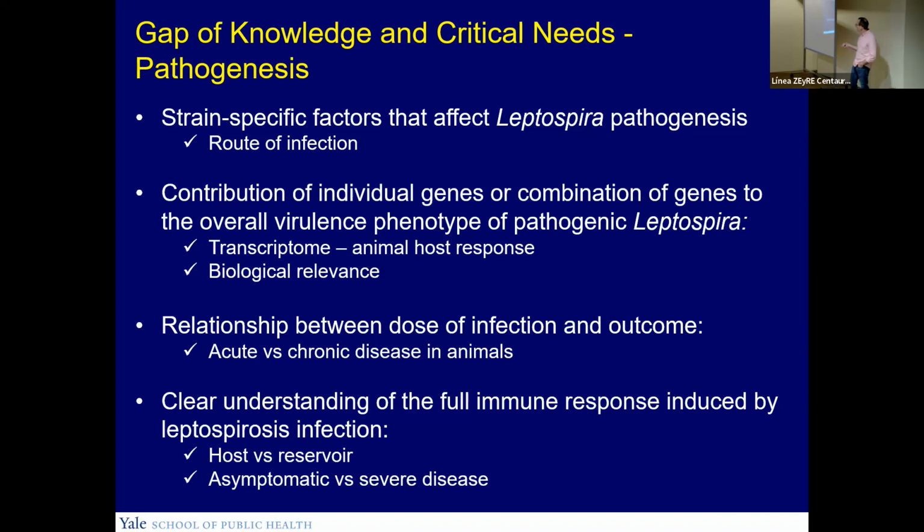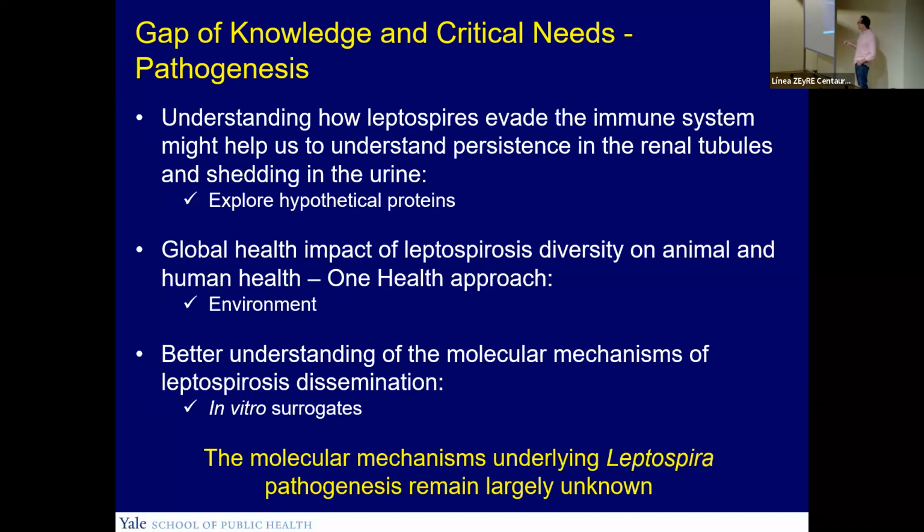We also lack a clear understanding of the full immune response induced by leptospirosis infection, either in the host or the reservoir, and again, asymptomatic versus severe disease. Then there is understanding how it evades the immune system, which could potentially help us understand why it stays in the kidney and why it sheds. There is also the global health impact of leptospirosis, diversity, and animal health, and a One Health approach to the environment. We're going to talk more about that, and about better understanding the molecular mechanism of leptospirosis dissemination, with in vitro surrogates, and some of the research we've been doing there.